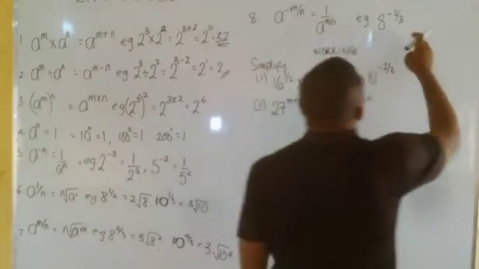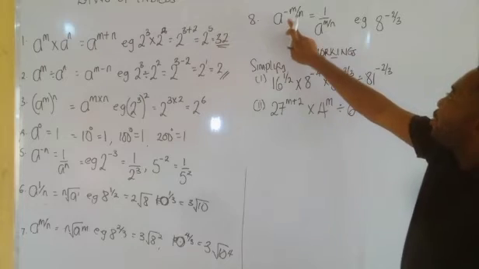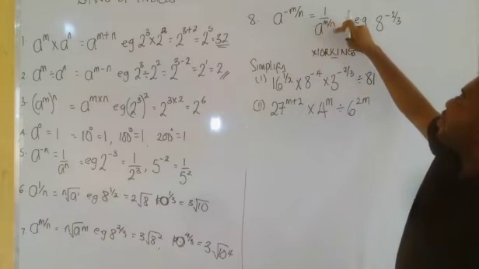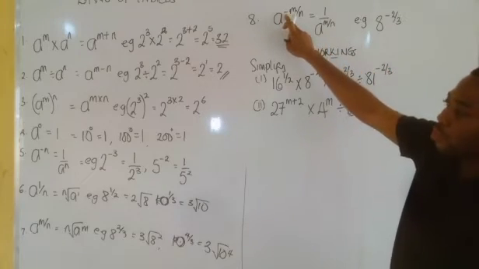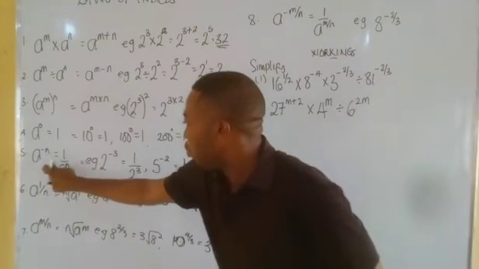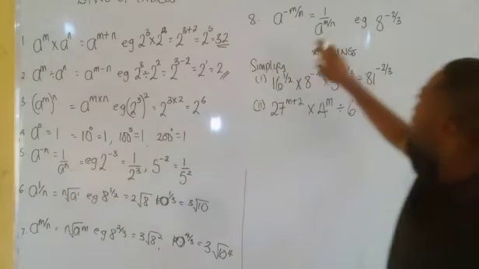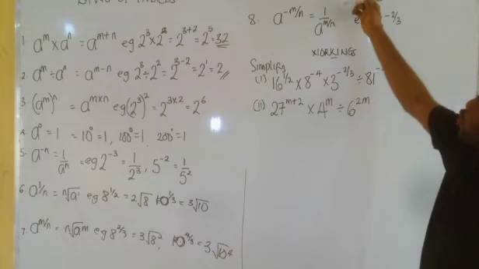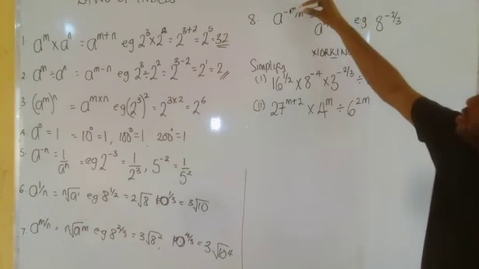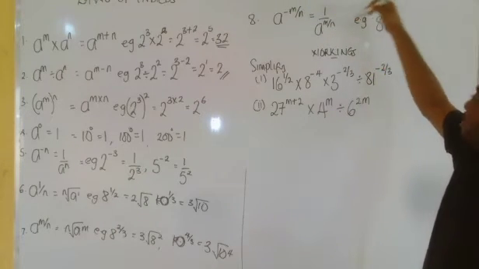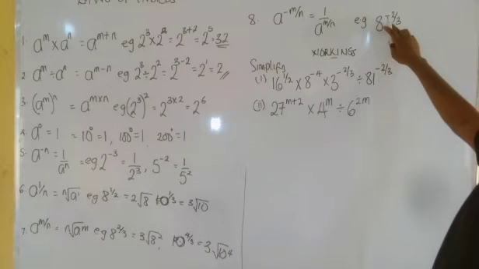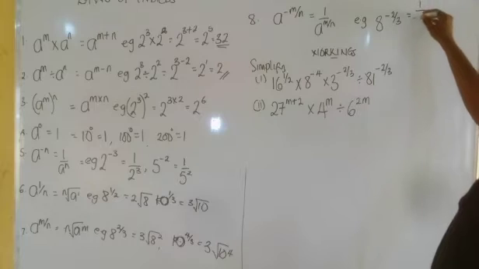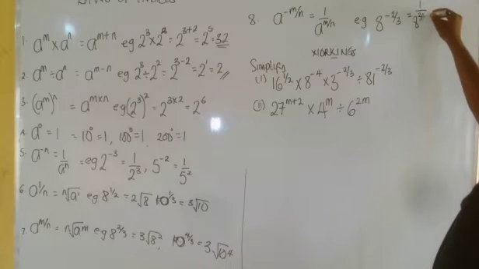Now the eighth rule is a^(-m/n) equals 1 over a^(m/n). Remember the negative rule, 1 over a^n, is also applicable here. Since it is negative, it equals 1 over a^(m/n). For example, 8^(-2/3) is the same thing as 1 over 8 raised to the power 2 over what?